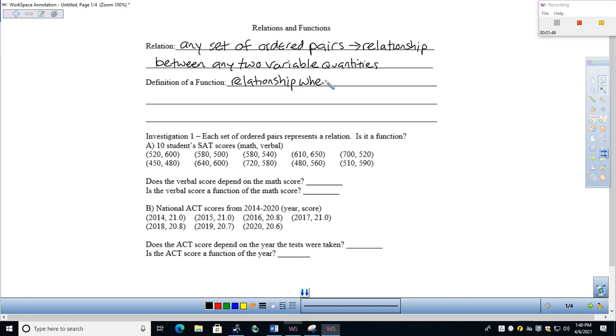Now here's where we want to be a little careful though. It's a relationship where one variable quantity depends, and I'm going to have you underline this, so it depends on a second variable quantity. We talk about that a lot when dealing with functions. If something is a function of another variable, then it depends on that variable. So let me just make sure I have this correct for you. A relationship where one variable quantity depends on a second variable quantity. Okay, and we'll see what that means conceptually in just a couple minutes with a good investigation.